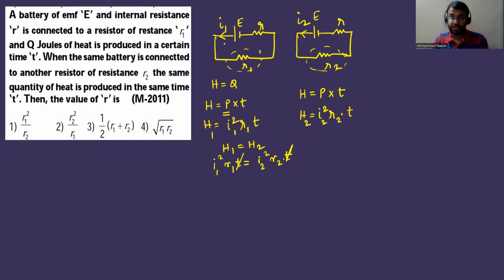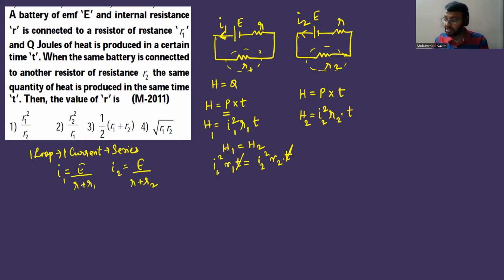How do I find the current? It's a one loop question. I1 is nothing but the current supplied by the battery, isn't it? So how are the resistors connected? r and R1 are in series, because it's one loop, and in one loop only one current can circulate. That means all are connected in series. So what is the current? The current is the total voltage, which is E, divided by the total resistance r plus R1. This is I1. Similarly, I2 is going to be the total EMF divided by the total resistance r plus R2.